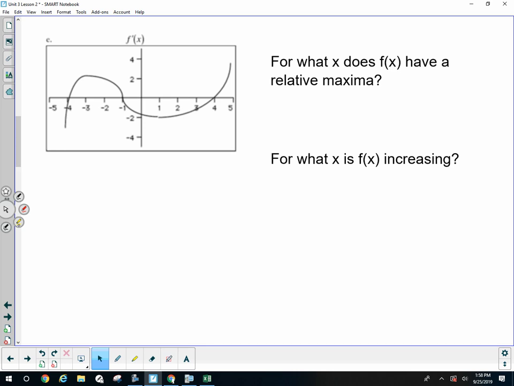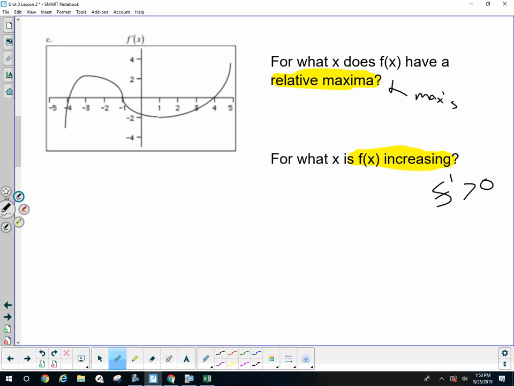The only difference is they ask you kind of different questions, like when is F increasing? When does F have relative maxima? Make sure you read the question carefully. Relative maxima just means we want locations of just maxes. So we read the question carefully, we say maxes. F increasing, we should think something is increasing when its derivative is positive.